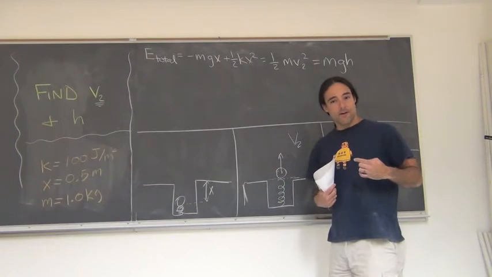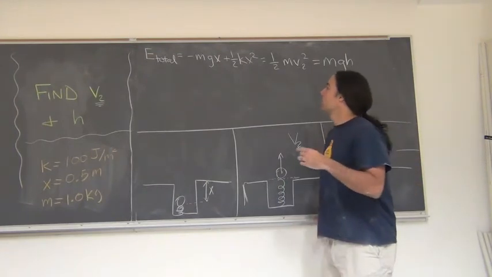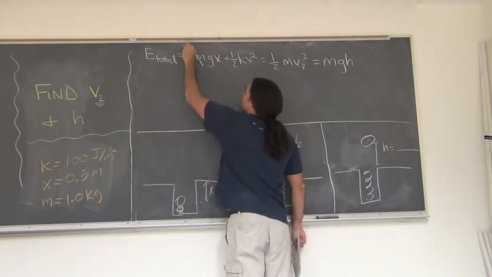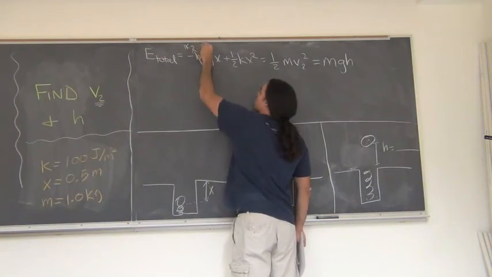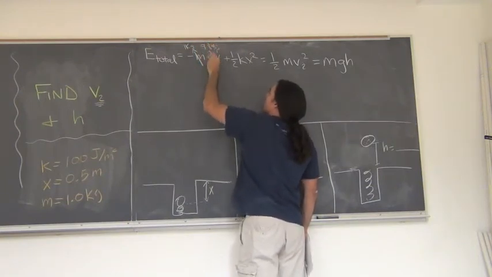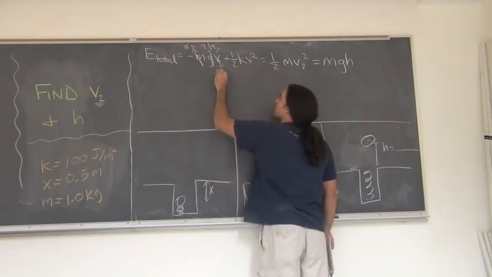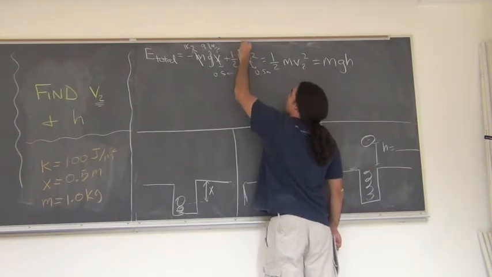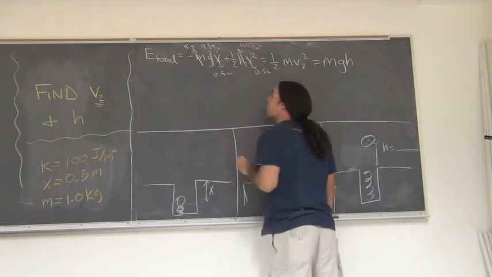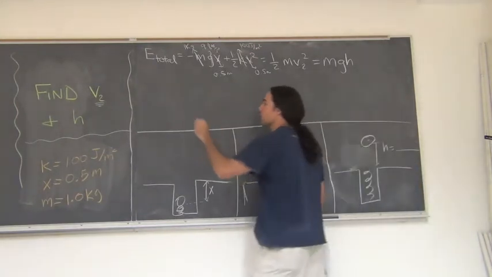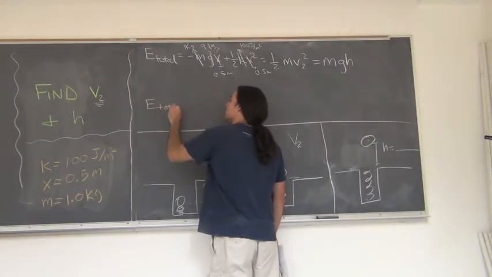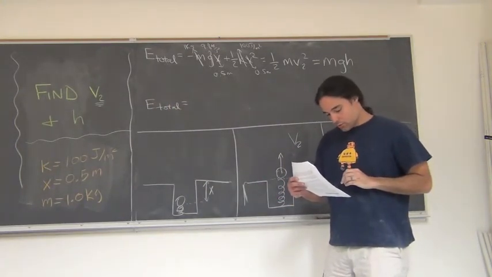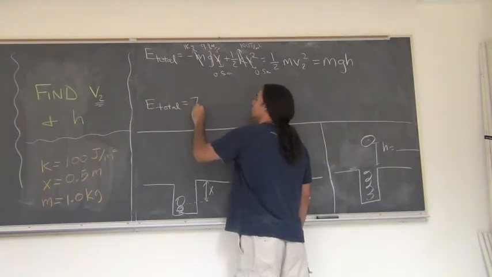From these parameters, we can find the initial energy. So I know my mass, we just said that was 1 kilogram. G, I know, is 9.8 meters per second squared. X, I'll do it down here, is half a meter. Again, half a meter over here as well. And the K was 100 joules per meter squared. So we can calculate what our total energy is. Total energy, plugging in those numbers, is just going to be 7.6 joules.